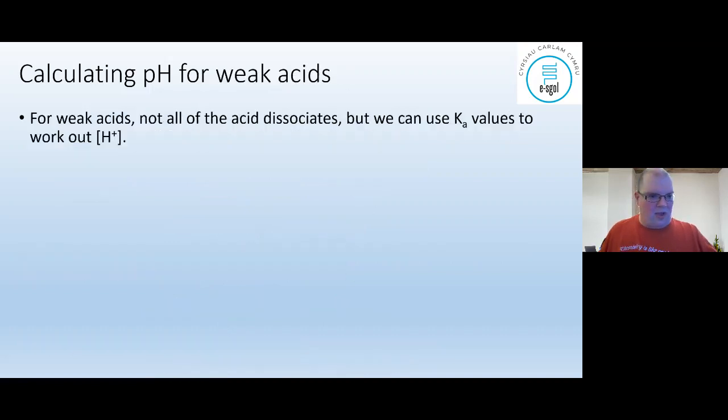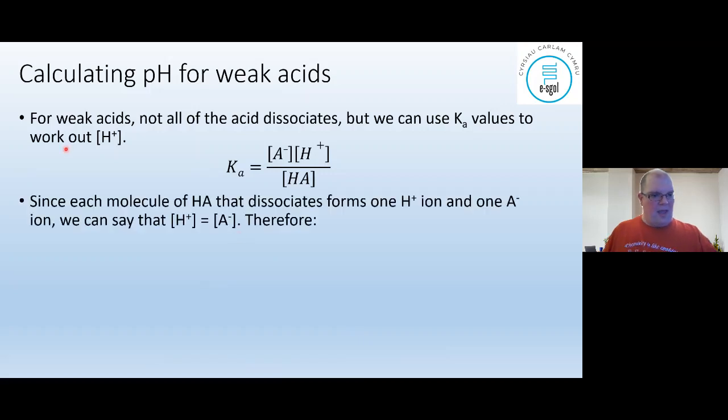Right, so moving on. Calculating pH for weak acids is a little bit more tricky, okay? But we have to use Ka values in order to do that. So we use our Ka expression here. Now, since each molecule of HA that dissociates forms one H plus and one A minus, we say that H plus is equal to A minus. Therefore, we can rearrange this expression into Ka equals H plus squared over HA.